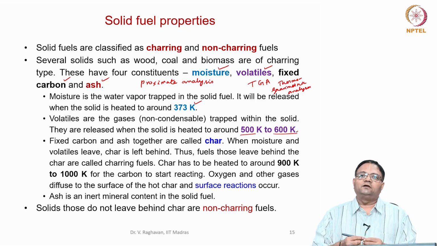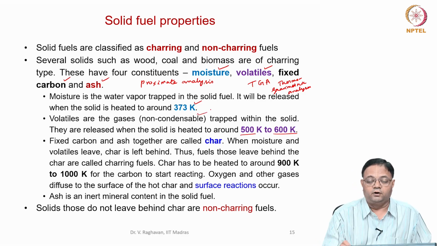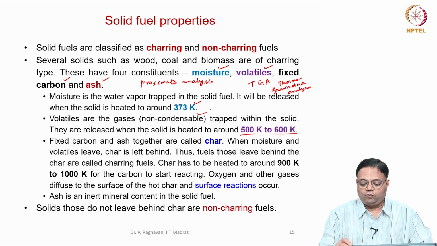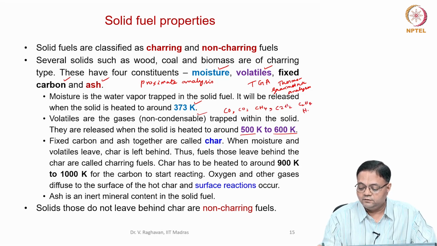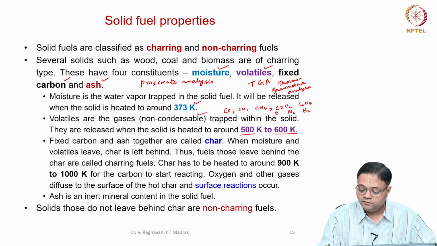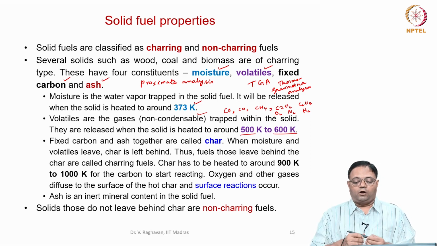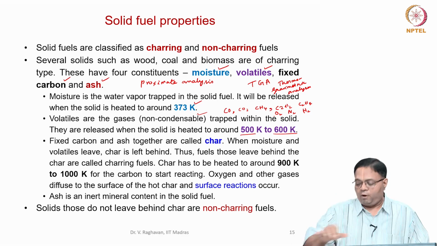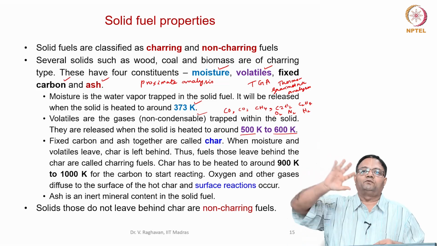What happens? The gases which are trapped inside, okay? Please understand that volatiles are the gases which are non-condensable. So they are trapped inside as gases itself. They try to come out. So what are these gases? CO, CO2, CH4, C2H2, C2H4, hydrogen, etc., nitrogen, even some oxygen. Everything will be trapped inside, and these gases will come out when the solid is heated to around 500 to 600 Kelvin. Then some mass will be lost, and this mass loss will stop once all the volatiles from the sample have come out.